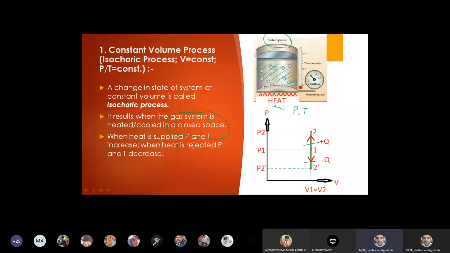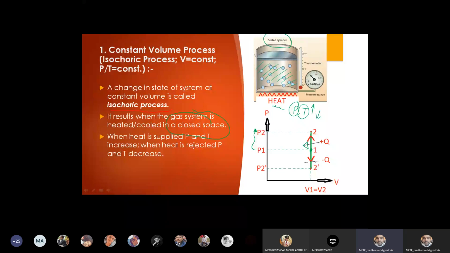In the same way, if you cool the gas by removing the heat, pressure and temperature both will decrease. Let us assume initially the system is at state 1, and by adding heat into the system, what happens to the pressure? Pressure is increased from P1 to P2, and if you see in the TS diagram, the temperature is also increased from T1 to T2, because by adding the heat, by keeping the volume constant, pressure and temperature both will increase.